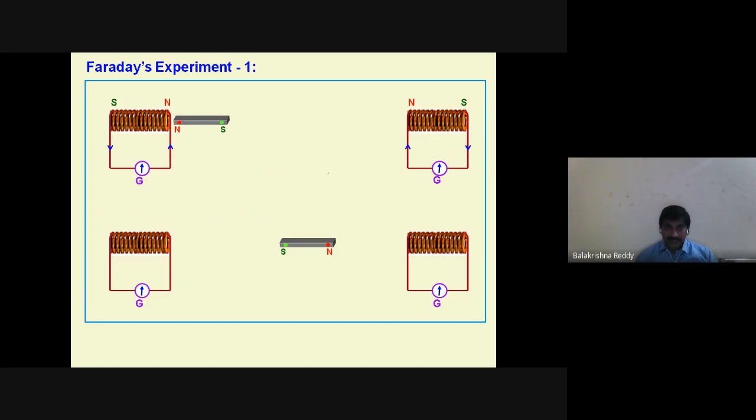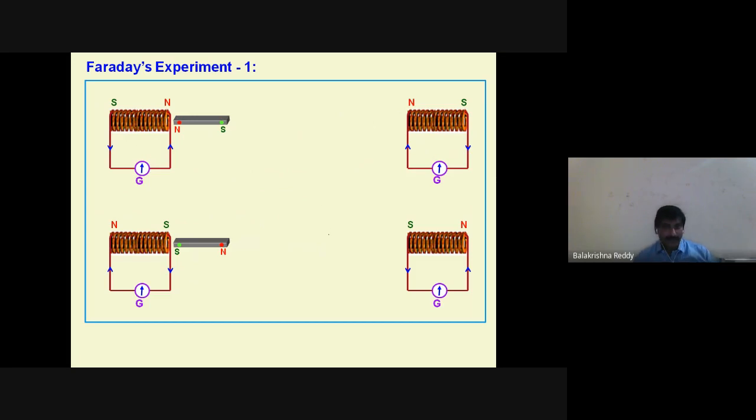Now you can see the same thing: if I change the pole direction, means if I reverse the magnet and place it here, then the south pole has come here. When the south pole has come here, what happens? The current is generated the same way, but the generated direction is opposite to the previous case, right? The same thing happens in the right hand side coil also.